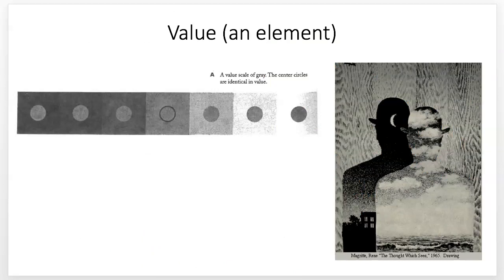Another important element that we'll see is called value, which is the lightness or darkness of tones and also colors. So this middle gray color here is the same in every square. And depending on what's around it, it feels darker or much lighter. And so value is something we see in relationship to other values in art.